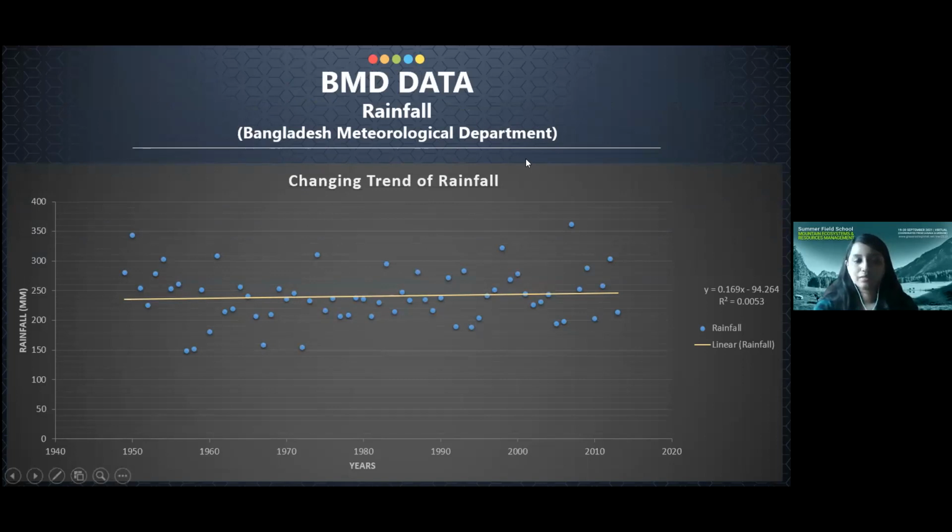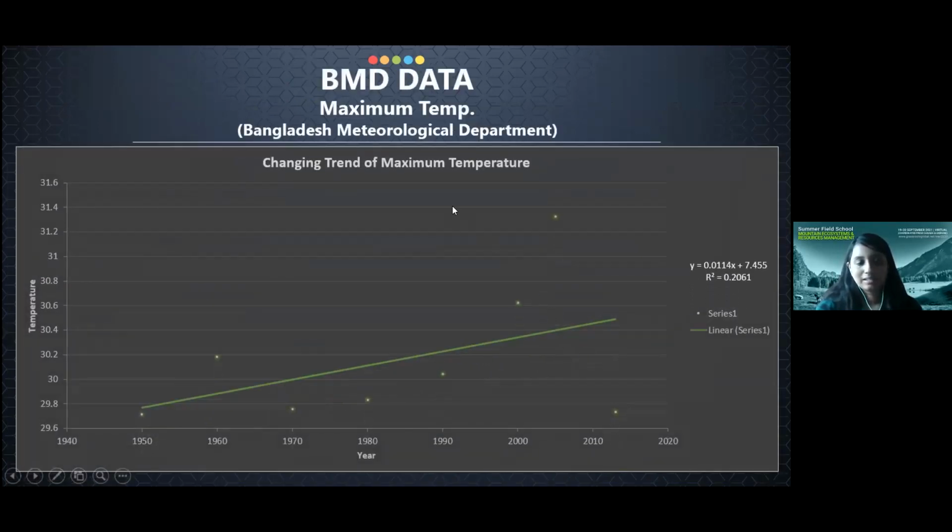changing trend of rainfall, for which we have got 65 years of data from the Bangladesh Meteorological Department. From here we can see that the precipitation is changing and the intensification of rainfall is getting higher. And here you can see the changing trend of maximum temperature. In 1950, it was 29.8 degrees Celsius, and now in 2015, it is more than 31.4 degrees Celsius.